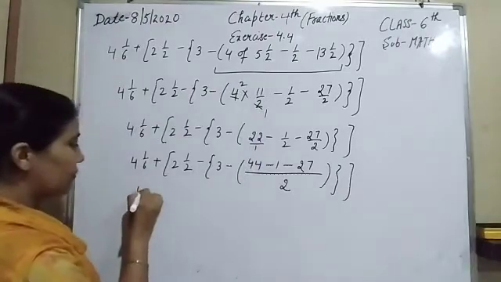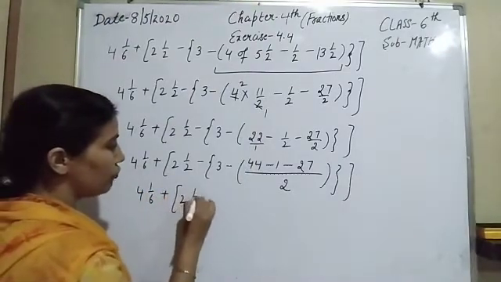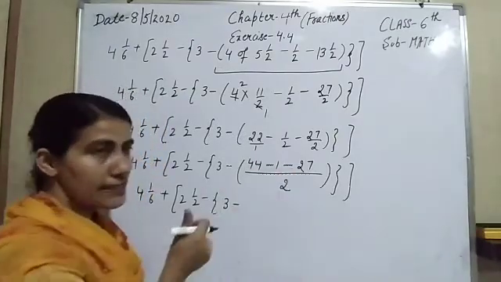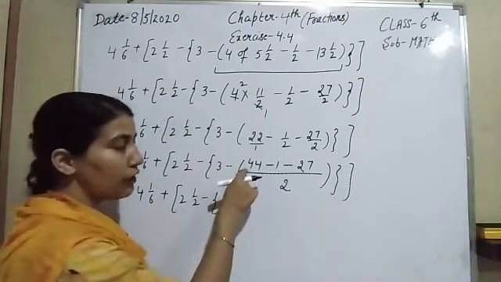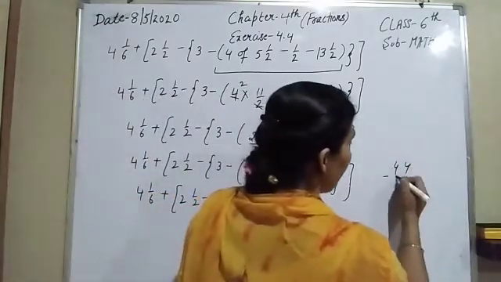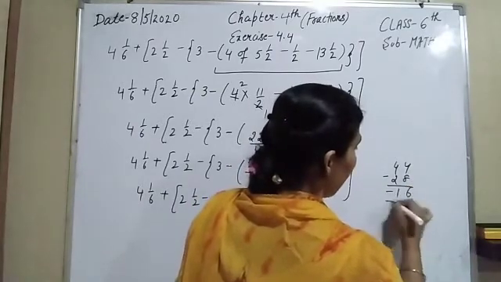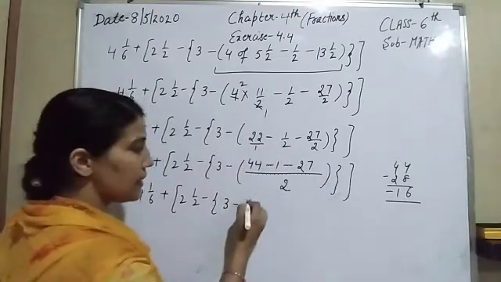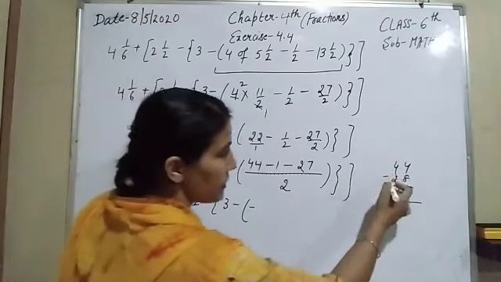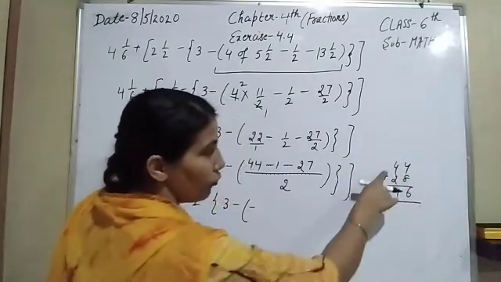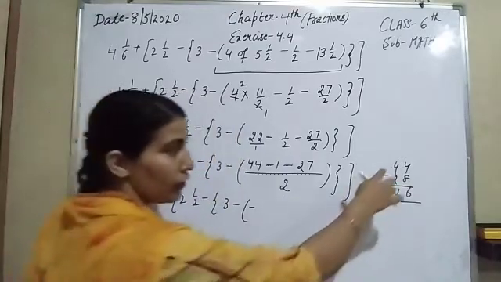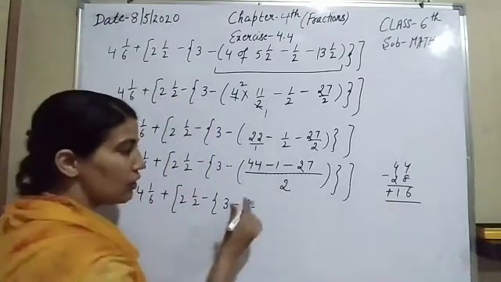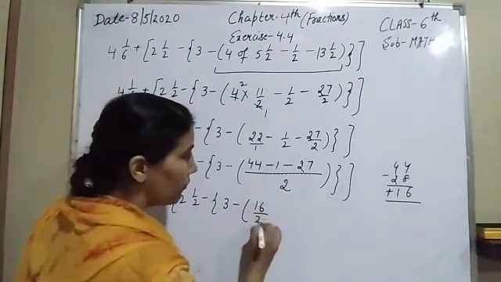So again, 4 into 1 by 6 plus 2 into 1 by 2, 3 minus. Now look at here, minus 1 minus 27, that is minus 28. So 44 minus 28 will be 16. After solving this we get 16, positive, because 44 is greater as compared to 28. So we pick the positive symbol here. So here is positive 16 over 2.